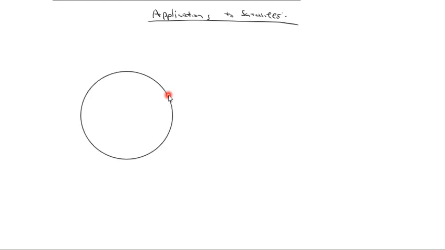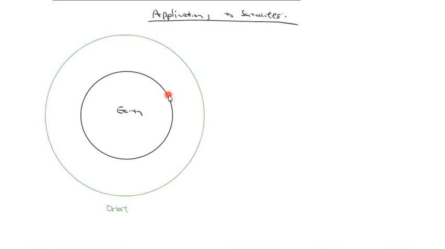A satellite is basically just something that goes around Earth, and we'll give it a circular path around Earth, which we'll call an orbit. So the satellite just goes around the Earth. This is not to scale, okay?